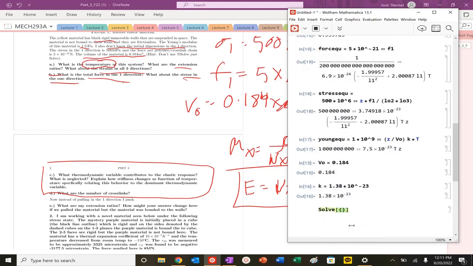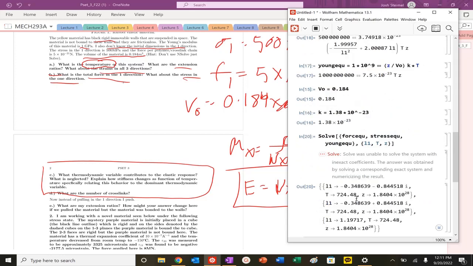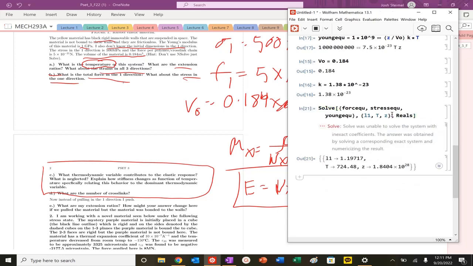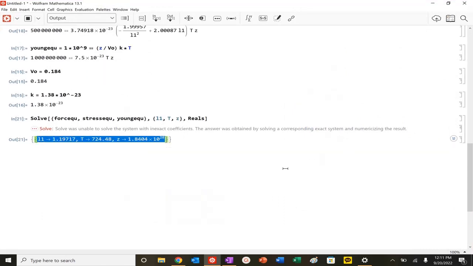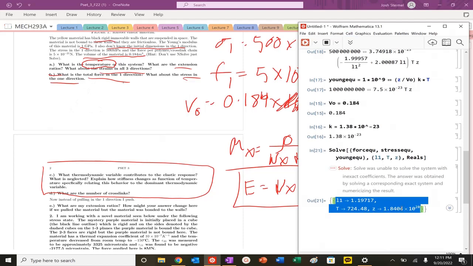So you could just go and solve these problems, again, systematically in this way. So I'm going to solve my force equation, my stress equation, and my Young equation all at the same time. I could specify, or we'll spit out the answers, but I want L1, T here. We can look at some of the solutions. I know I can't have negative lengths, so I need to pick the real values. So here I can see my L1 is growing, makes sense because I'm pulling in that direction. Temperature, and then my Z.